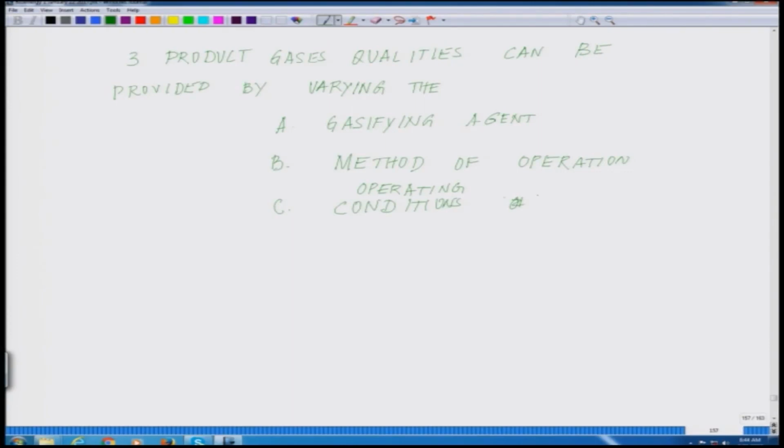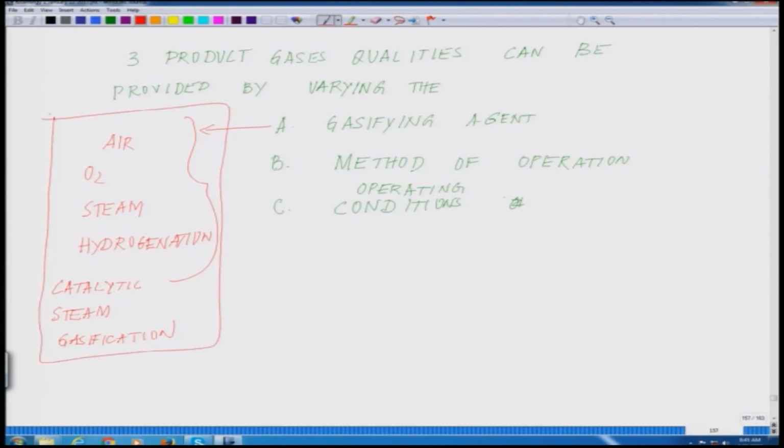Now, if we talk about the gasifying agent, there are different kinds of gasifying agents we have talked about. We have talked about air, we have talked about oxygen, we have talked about steam, and we have also talked about hydrogenation, where you are giving hydrogen. In other words, you are reducing the product. Okay. And sometimes you can do catalytic steam gasification, which is also followed, using different kinds of catalytic routes or catalysts. Okay.